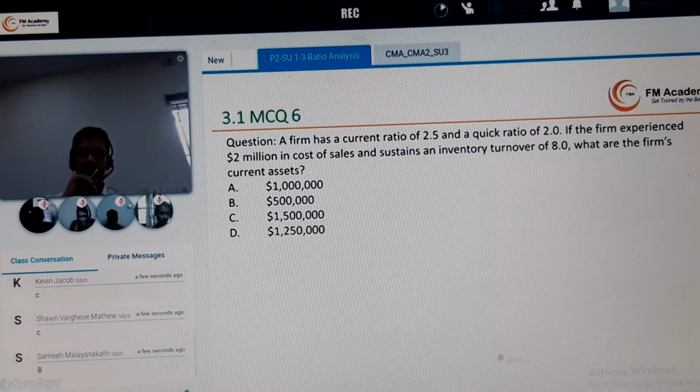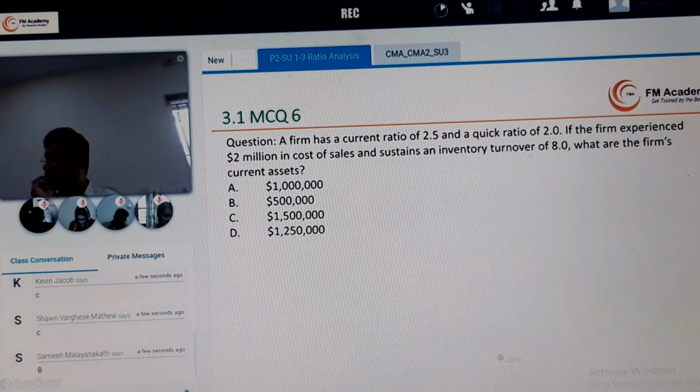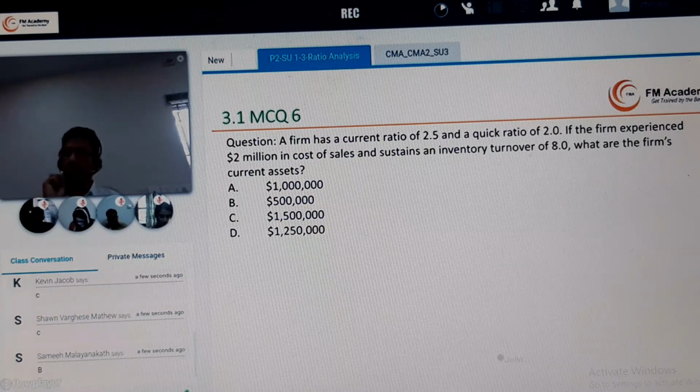If the firm experiences 2 million in cost of sales and sustains an inventory turnover ratio of 8, what are the firm's current assets? If any of you have done the answer, please post it and then I'll explain. By the way, cost of sales and cost of goods sold are synonyms, at least in US GAAP.